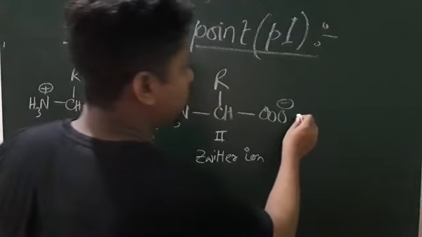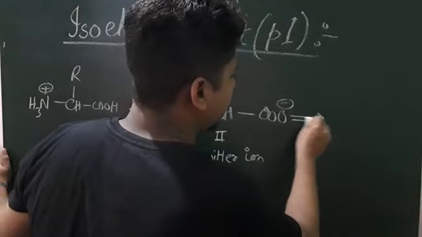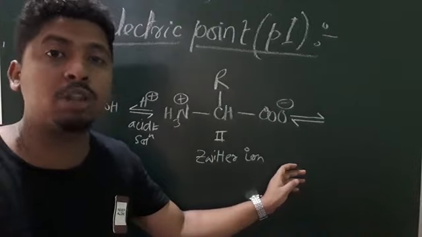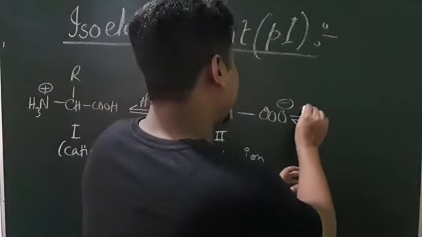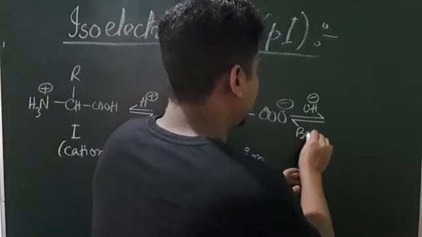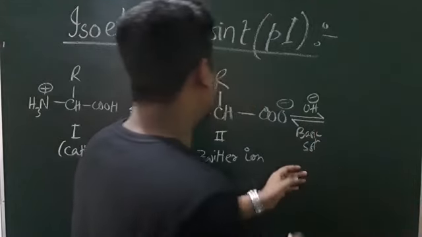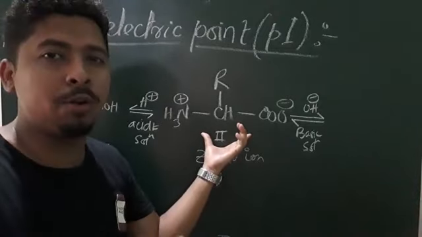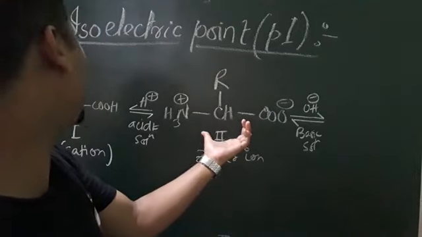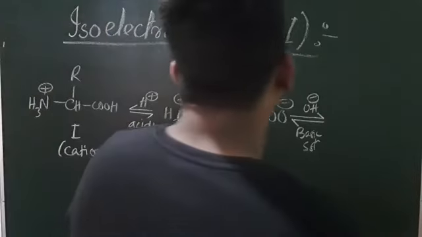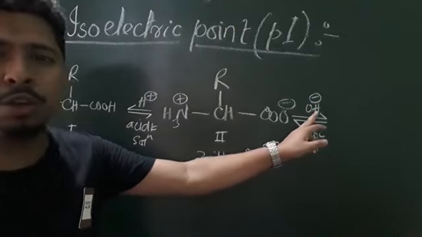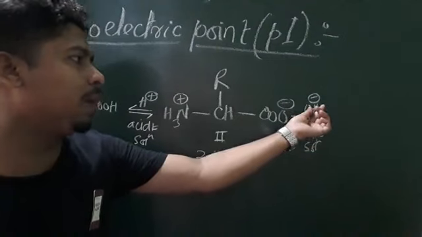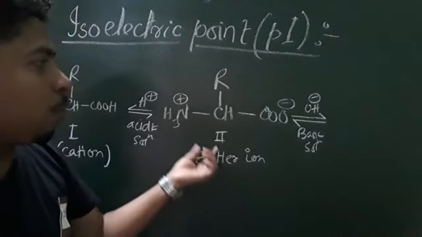And in presence of basic medium, that is, in presence of base, suppose in presence of NaOH, sodium hydroxide, or potassium hydroxide, this dipolar ion will no longer exist as a dipolar ion. It will convert into an anion. We know the work of this base is to abstract a proton. So in presence of basic solution, this OH minus will take up a proton from this dipolar ion.